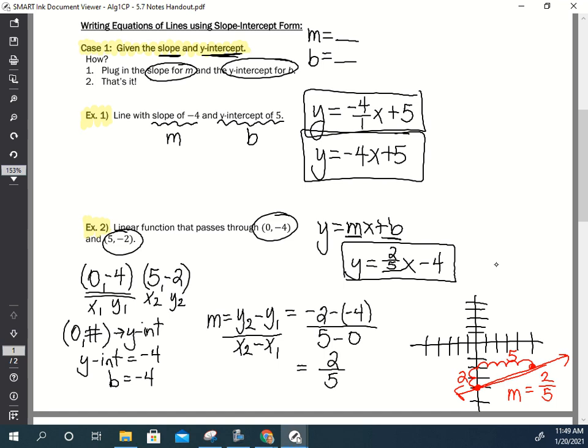All right, let me give 30 seconds to those people who need to finish copying before we move on to case number 2.